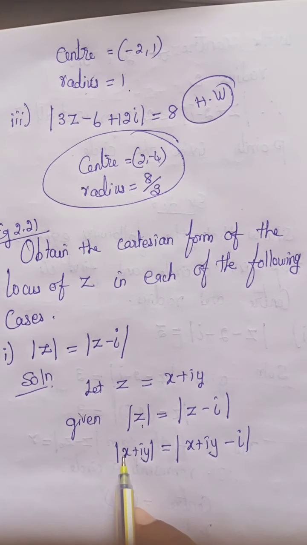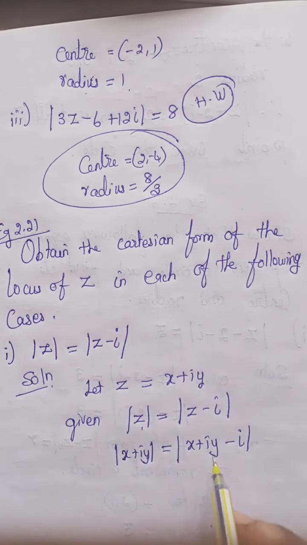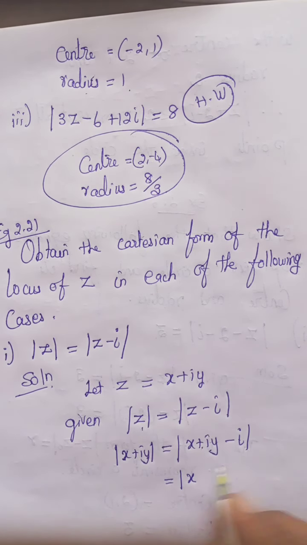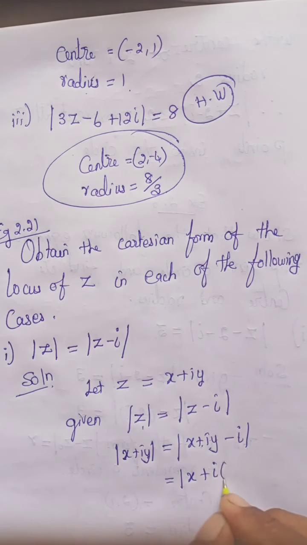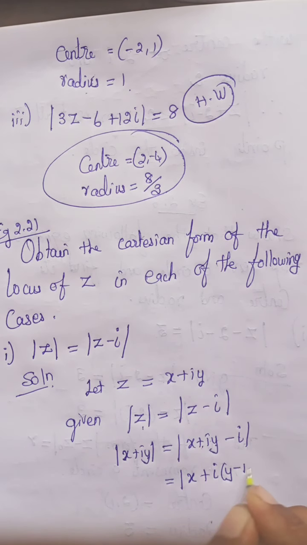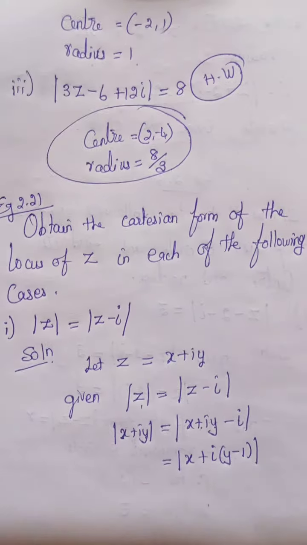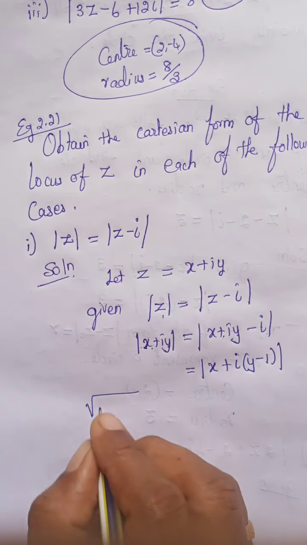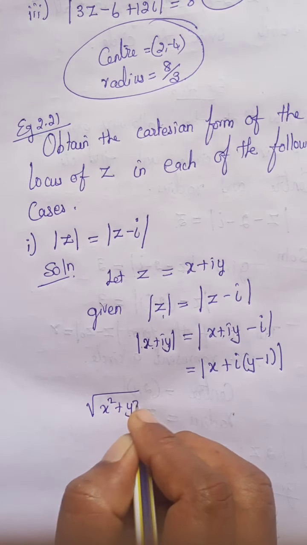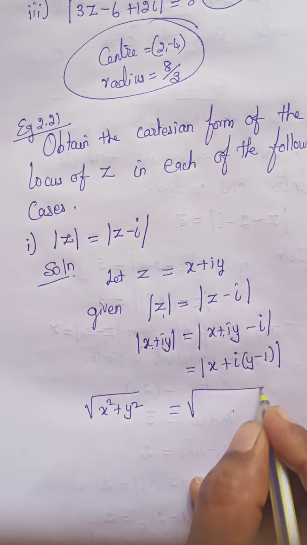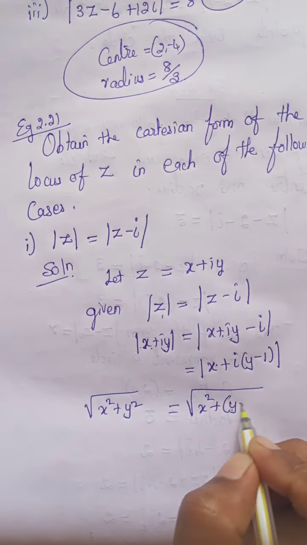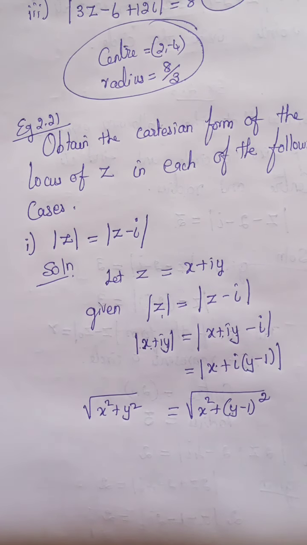So here only one real part and imaginary part is there. Here two parts are there. So we will bring it into symbol form. So plus i when we take it out, y minus 1. Is that clear? Now find out the modulus value here. When we find it out, that is root of x square plus y square on the left. Right hand side, real part the whole square plus imaginary part, that is y minus 1 the whole square.